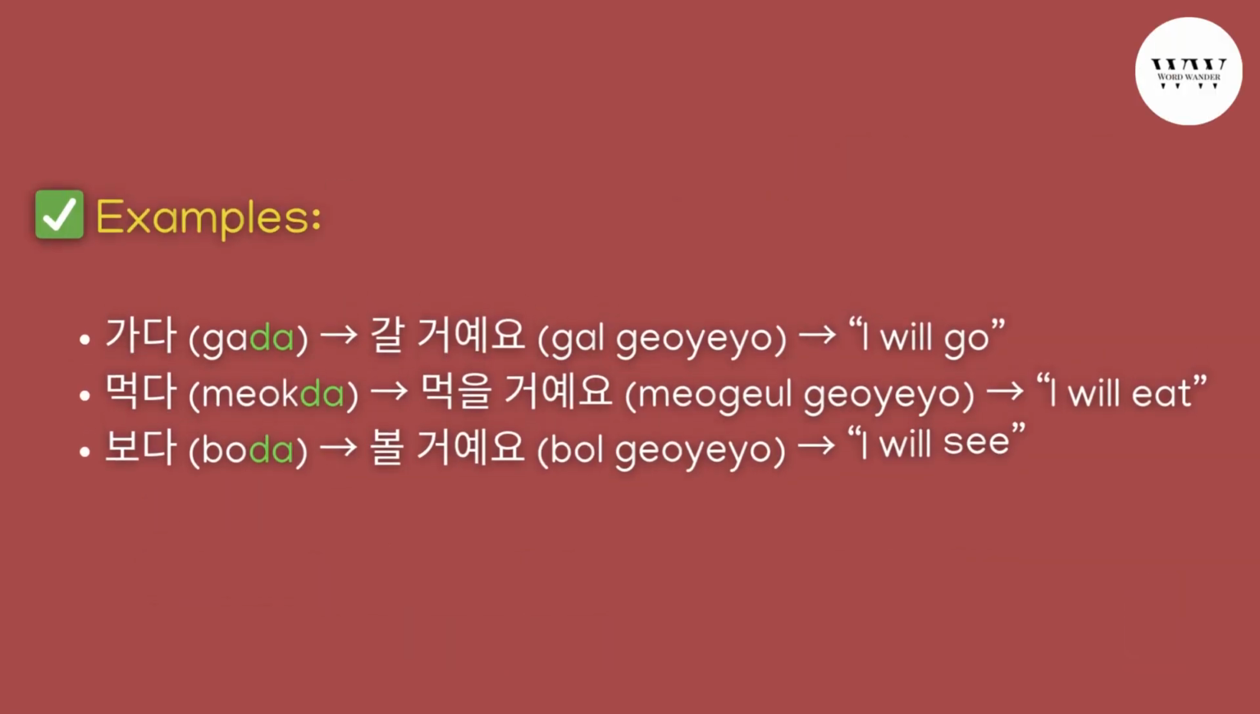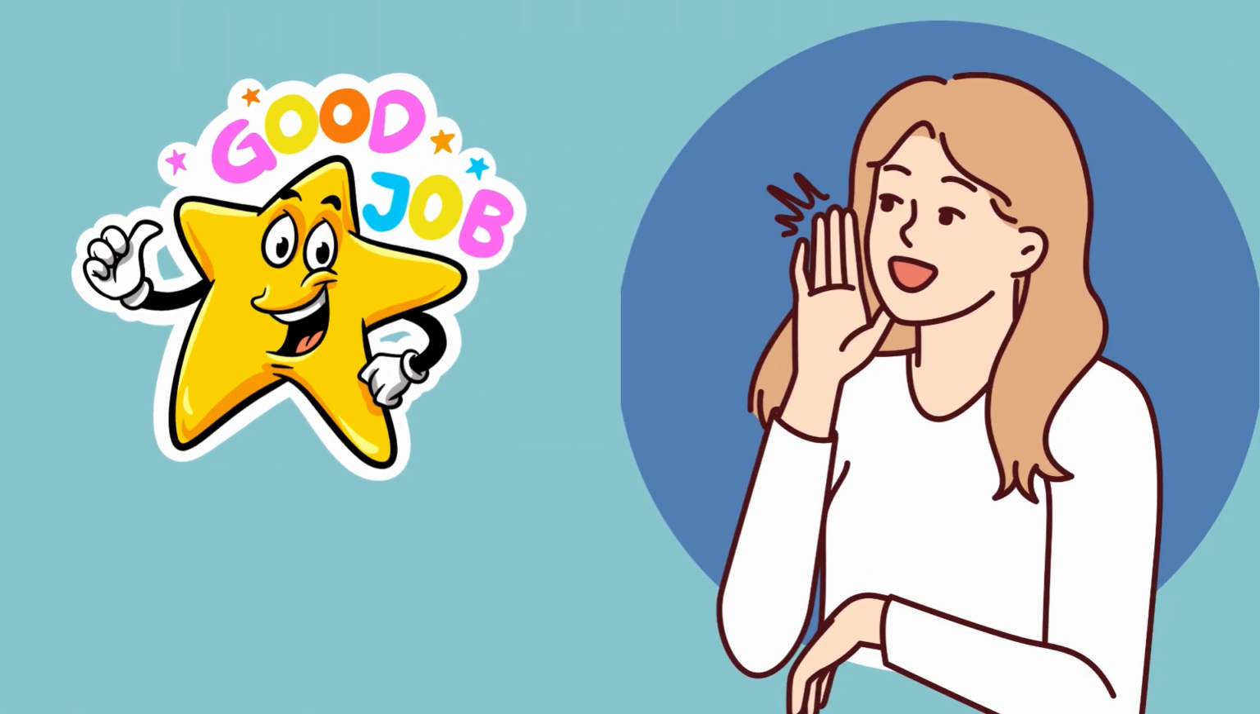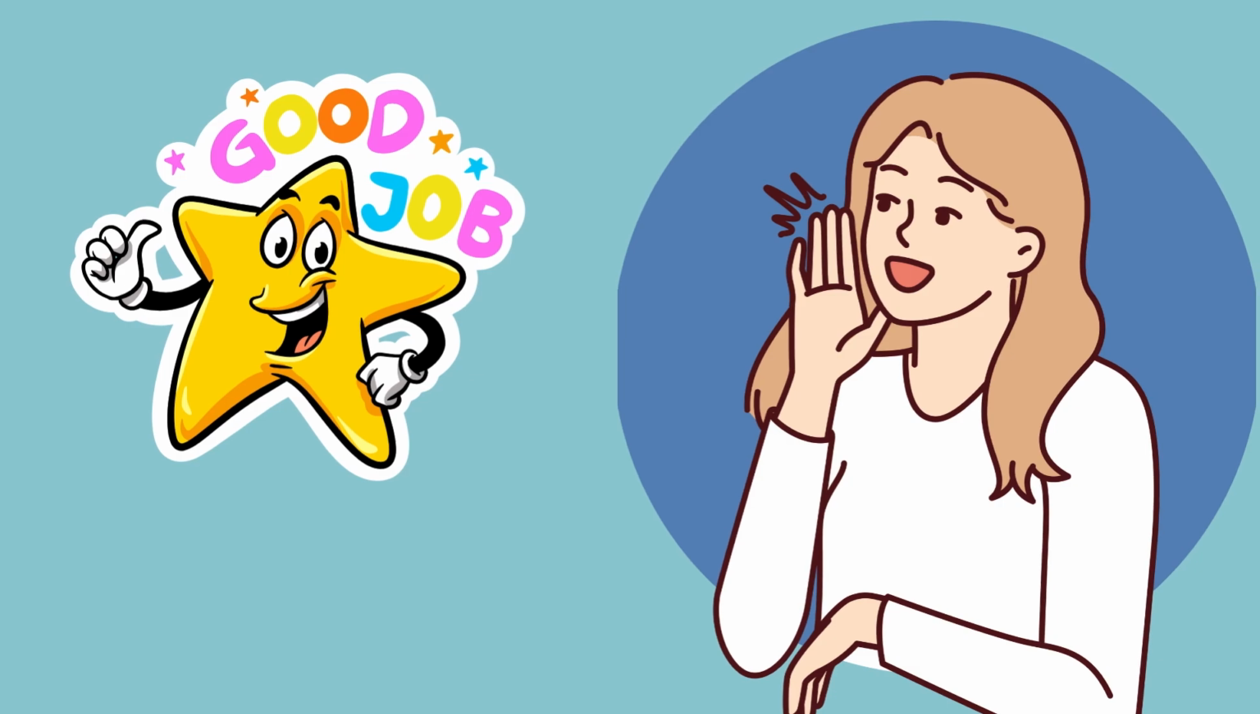Examples: gada, galgoyo, which means I will go. Mokda, mogolgoyo, which means I will eat. Boda, bolgoyo, which means I will see. And that's how you talk about the future. Now, let's test what we've learned with a short quiz.